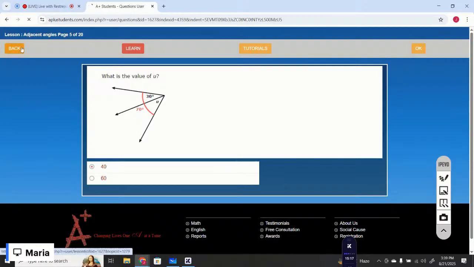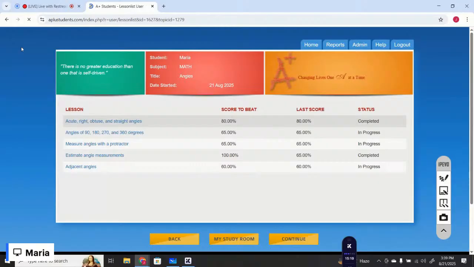Okay, you can complete the lesson by yourself later today. So we were working on grade 4 math. The chapter we're working on is angles. The lessons we have covered today are acute, right, obtuse, and straight angles; angles of 90, 180, 270, and 360 degrees; measure angles with a protractor; estimate angle measurement; and adjacent angles.